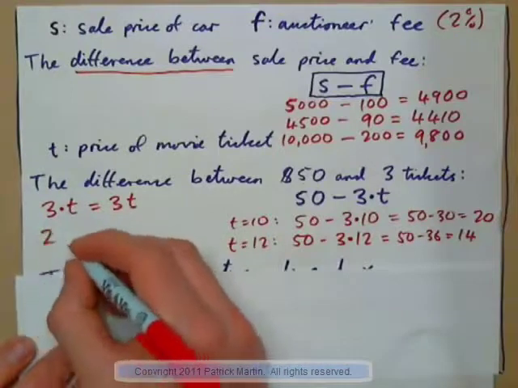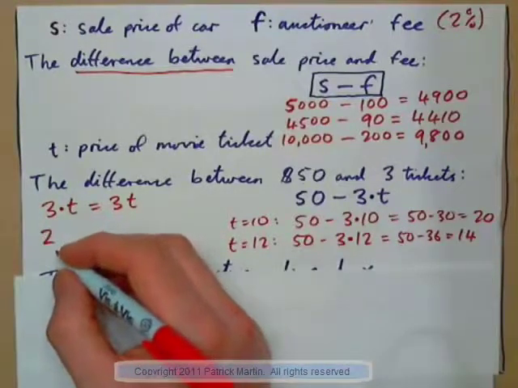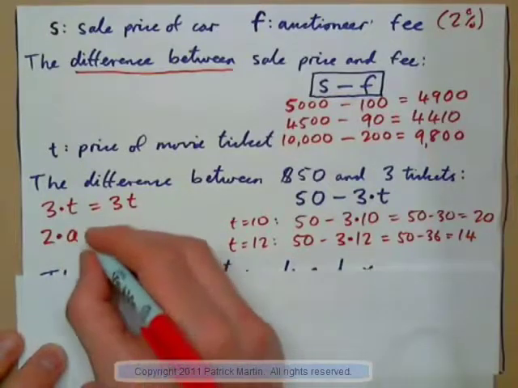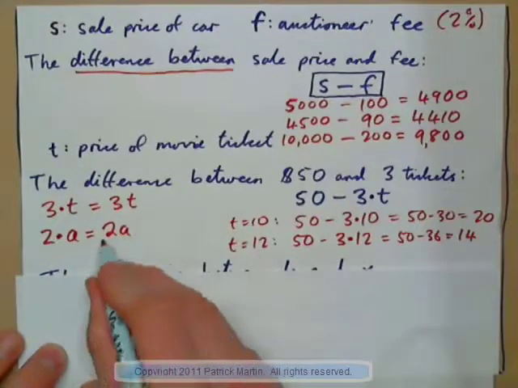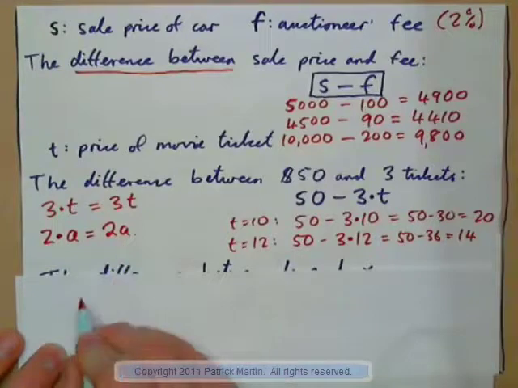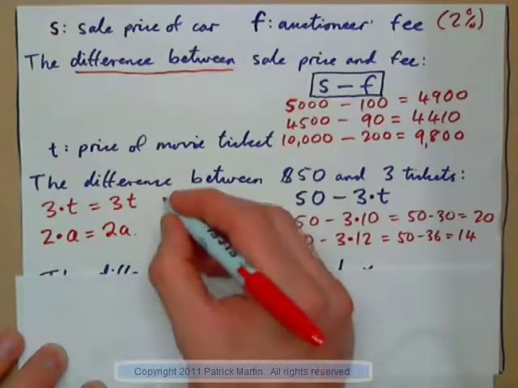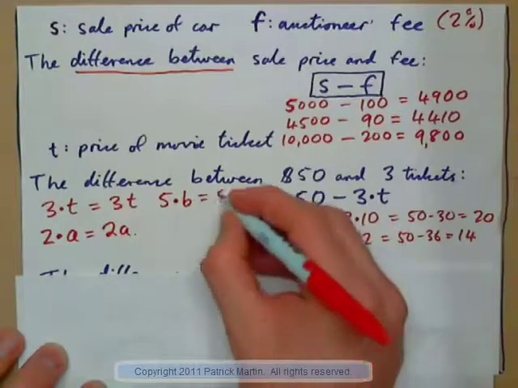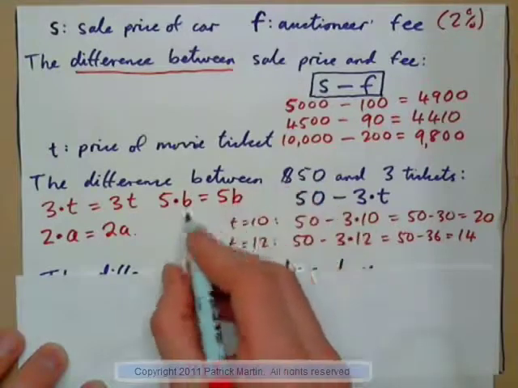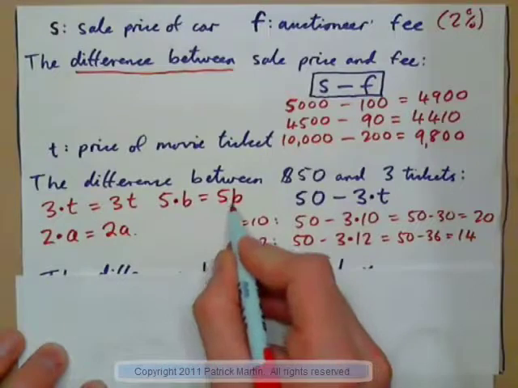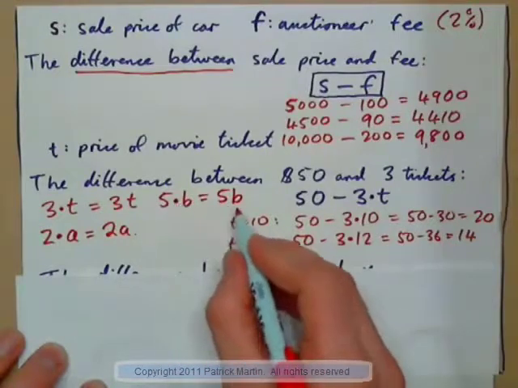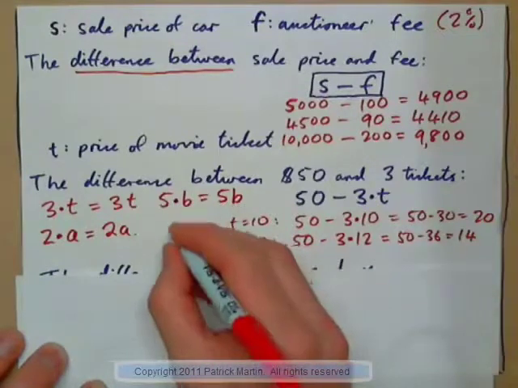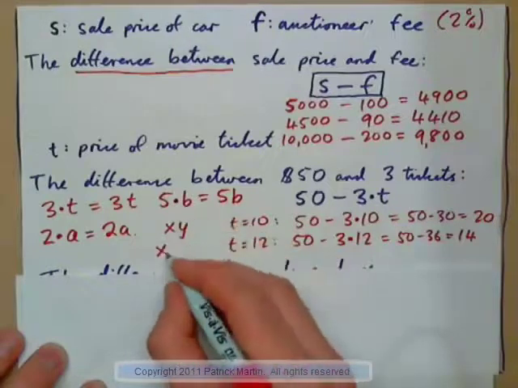Just like if you have 2 apples in a bag, you don't say I have 2 times an apple, which would be correct. You simply say I have 2 apples, 2A, right? So 2 times A is the same as 2A. Or if you have 5 bananas on the table, you don't say I have 5 times a banana. It's a lot simpler just to say I have 5 bananas, 5B. So multiplication in algebra is written with a multiplication dot, but even simpler, if 2 numbers are beside each other, it means multiply. So for example, XY would actually be X multiplied by Y.